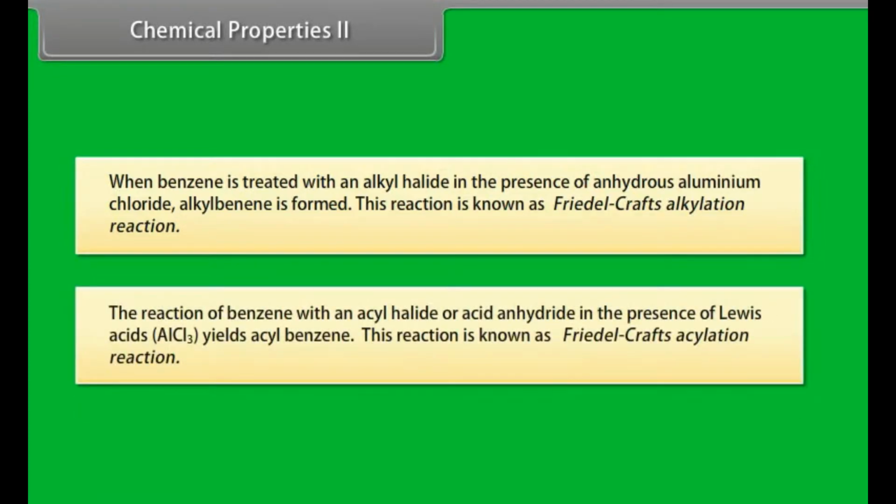The reaction of benzene with an acyl halide or acid anhydride in the presence of a Lewis acid, AlCl3, yields acylbenzene. This reaction is known as Friedel-Crafts acylation reaction.